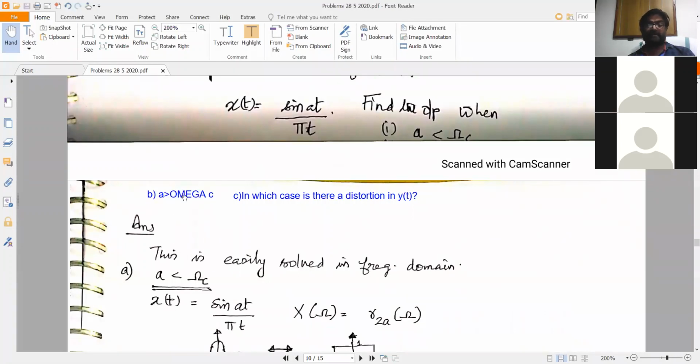So B is when a is greater than omega c. A is when a is less than omega c. And the C part of the question is in which case you have a distortion in y.